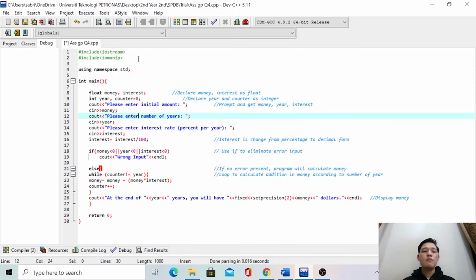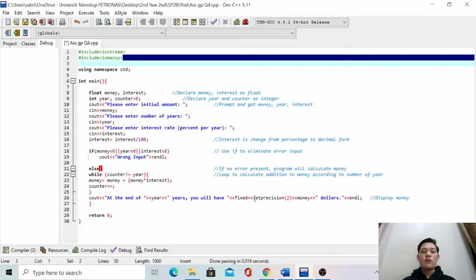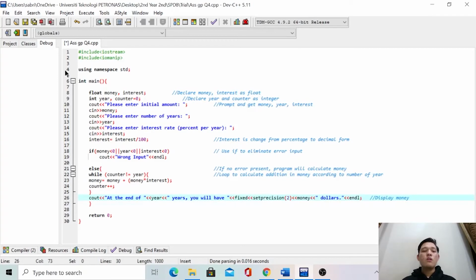#include iostream, #include iomanip. This is important because we use the function setprecision. Using namespace std, int main. Float money and interest. We declare money and interest as float. Integer year and counter. We declare year and counter as integer. Cout, please enter initial amount, cin money. Cout, please enter number of years, cin year. Cout, please enter interest rate percent per year, cin interest. This is to prompt and get money, year, and interest.